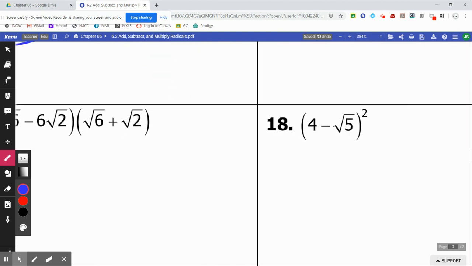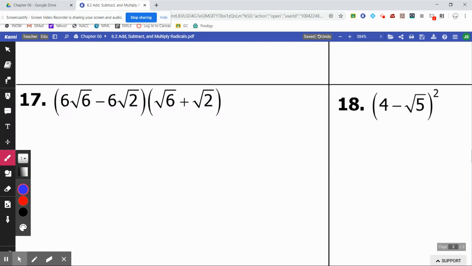Number 17. We have some conjugates here. So we're going to multiply 6 root 6 times both of these. 6 root 6 times root 6 will be 6 root 36, or when you multiply a radical times itself, it removes the radical, so that'd be 6 times 6 then. Plus 6 root 12 when you multiply the root 6 times the root 2.